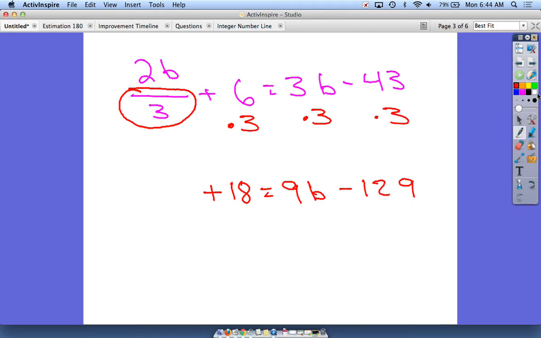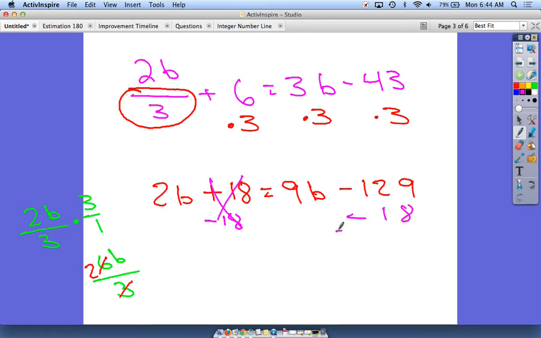Now I'm just going to do this off to the side so you can see 2b divided by 3. Remember, I'm multiplying by 3, which is the same thing as 3 over 1. If I do this, I get 6b over 3. Simplify this. 6 divided by 3 is 2, so it's just 2b. Now I've got to do an extra step here to make this work. I'm going to put all my regular numbers on this side, so I'll subtract 18, and that's going to be negative 147.